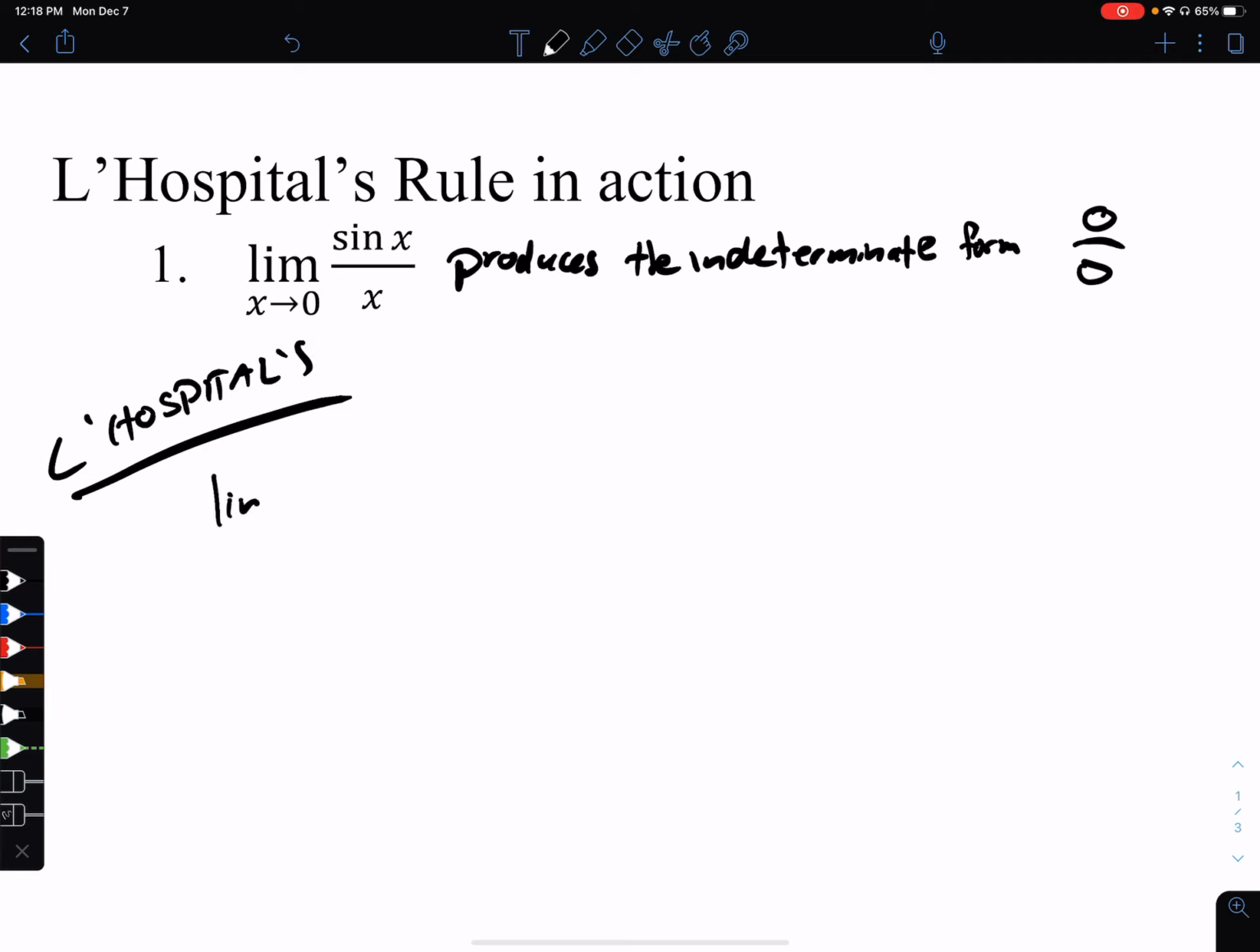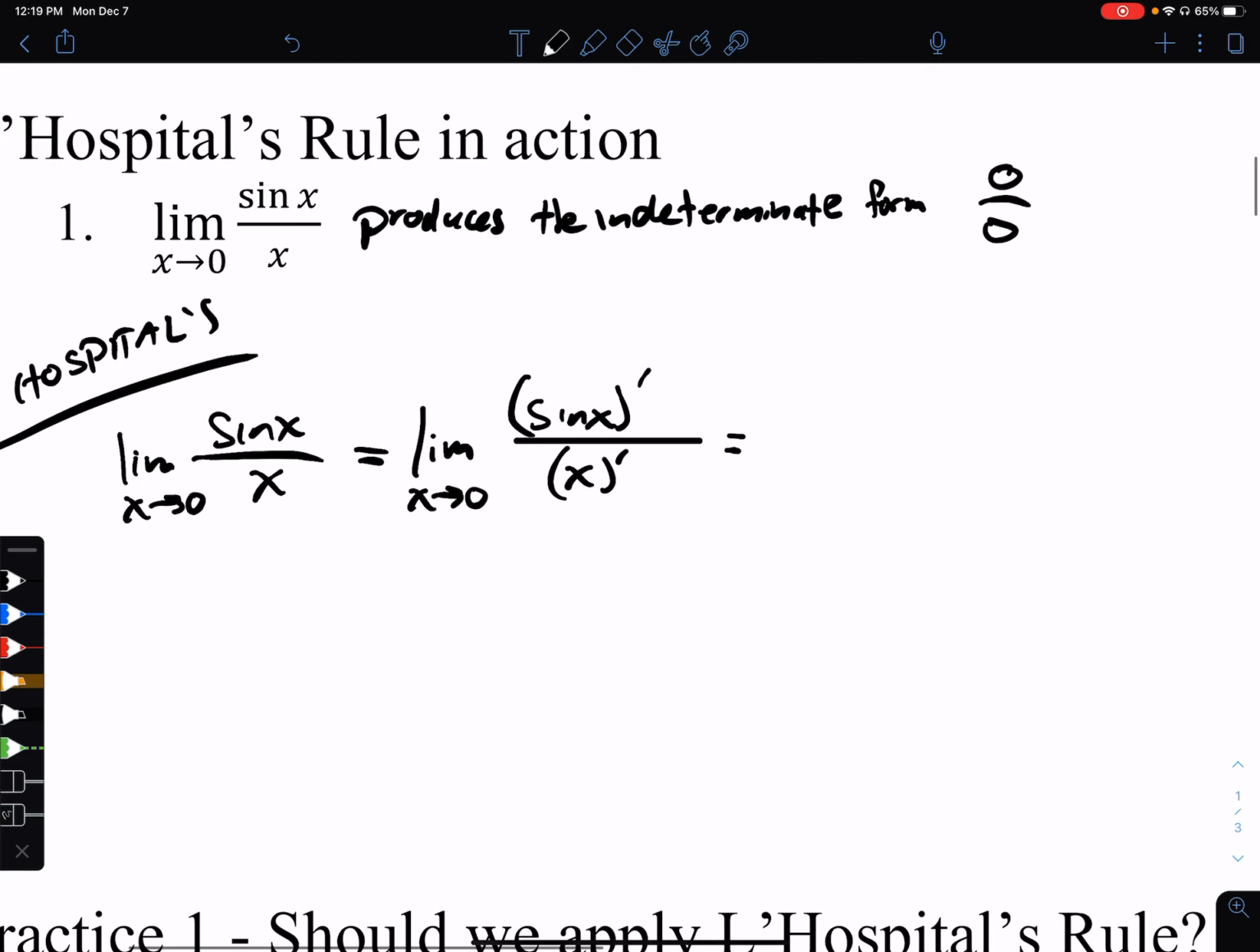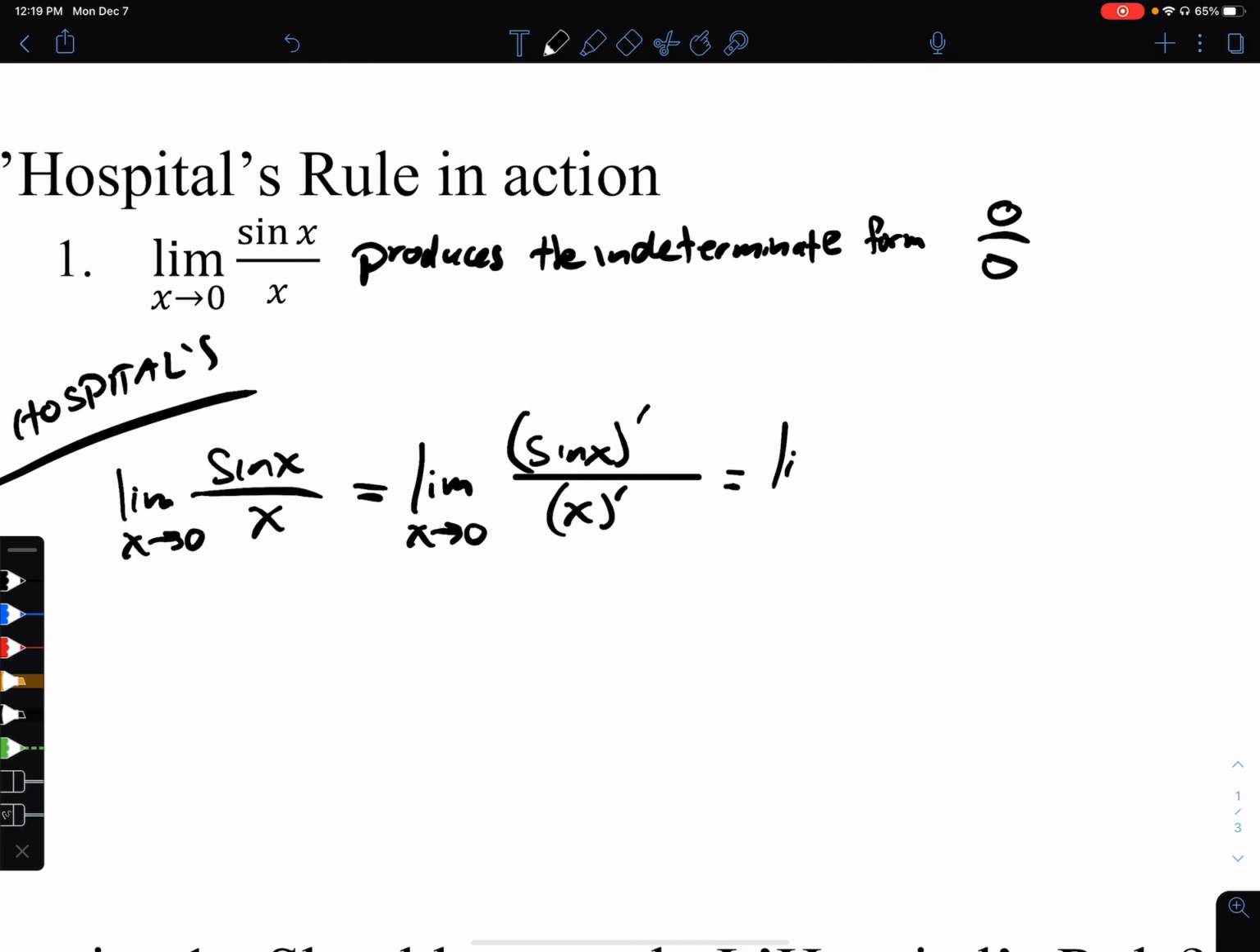So that means that the limit of sine of x over x as x approaches 0 is going to have the same answer as the limit as x approaches 0 of the derivative of sine of x over the derivative of x. The limit as x approaches 0, derivative of sine of x is cosine of x. The derivative of x is 1.